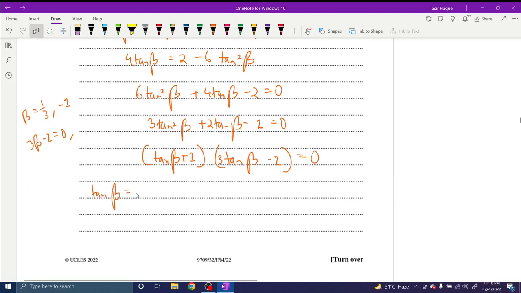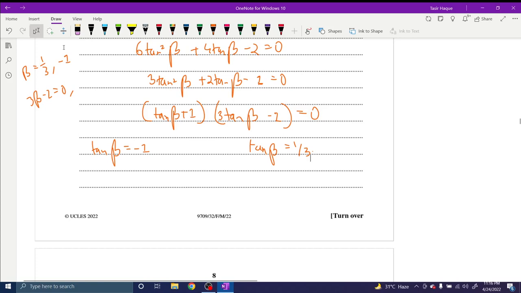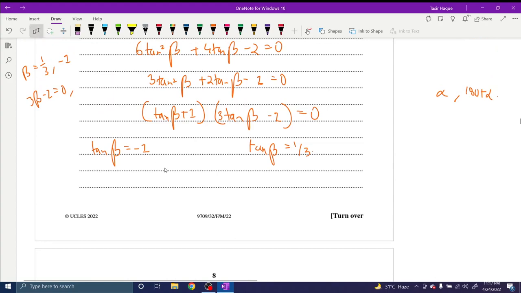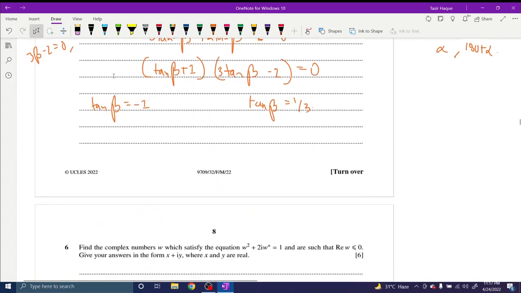So on one end we're getting tan beta is equal to minus 1, and here we're getting tan beta is equal to 1 by 3, right? Now what's the rule for tan in general? We get a basic acute angle, right? And then just add 180 degrees to it. And afterwards, like, we get alpha, we add 180 with alpha, and then plus minus 360 depending on the domain. Our domain here is 0 to 180. So if you solve this, remember your calculator has to be in degrees for this question.